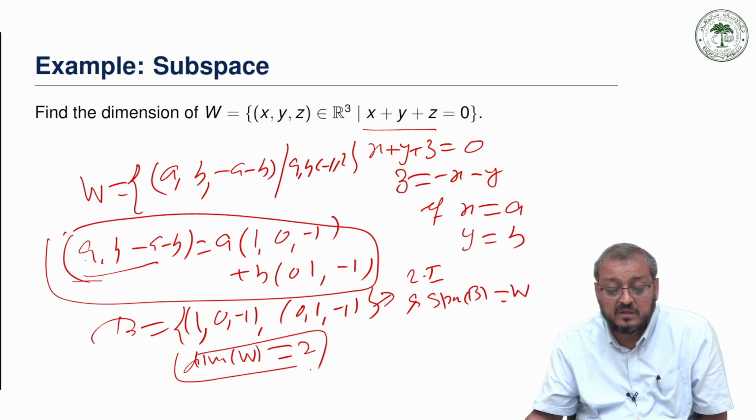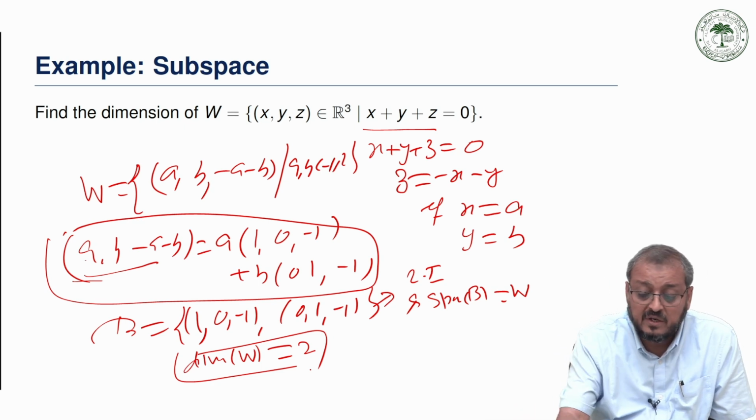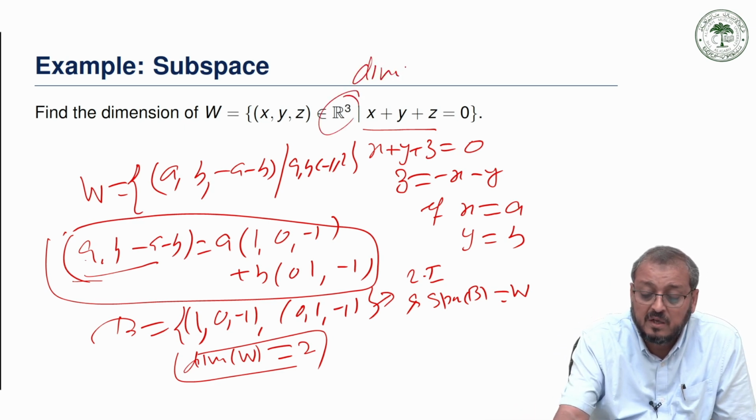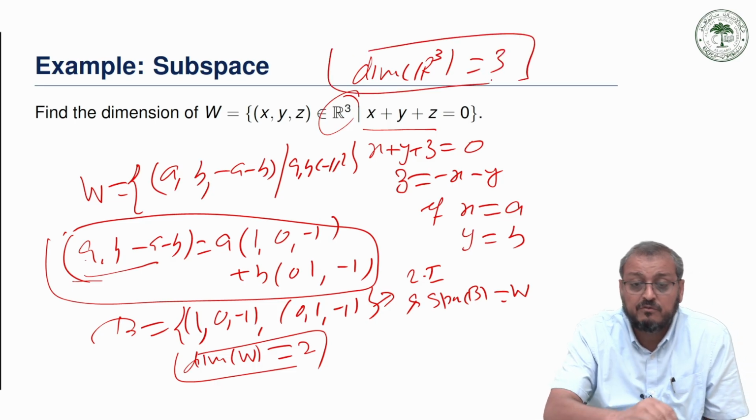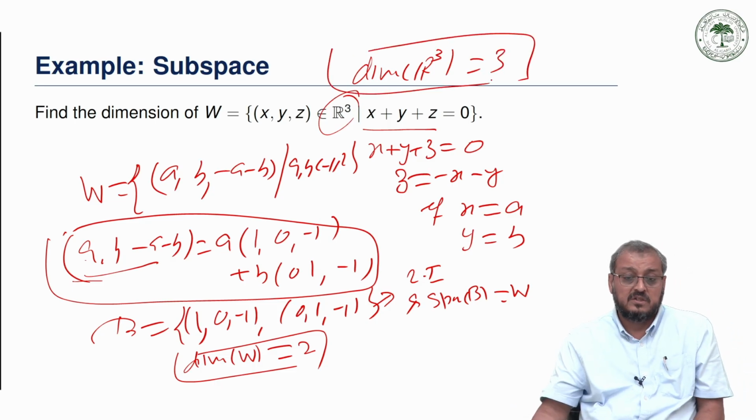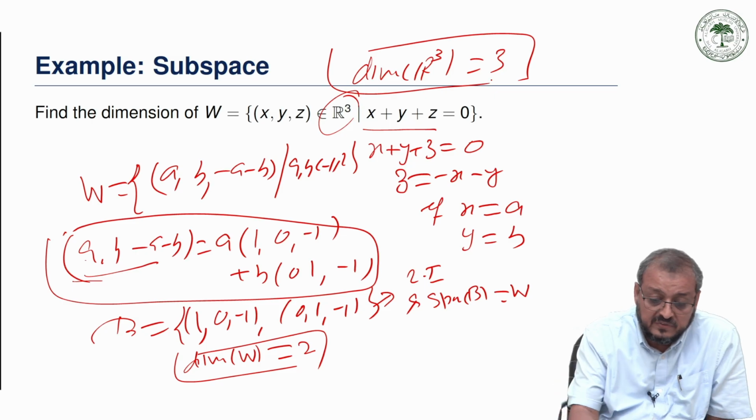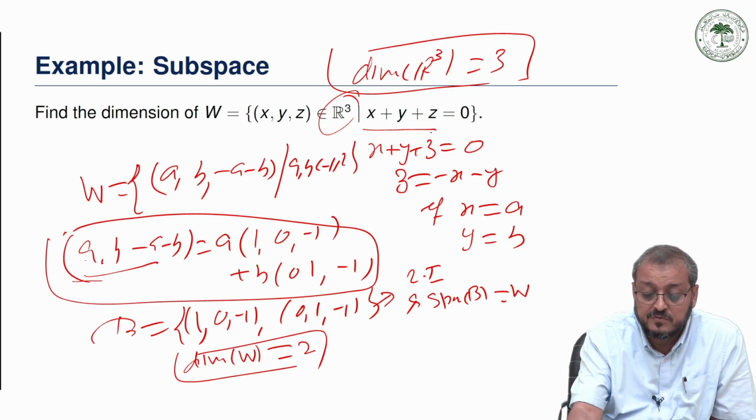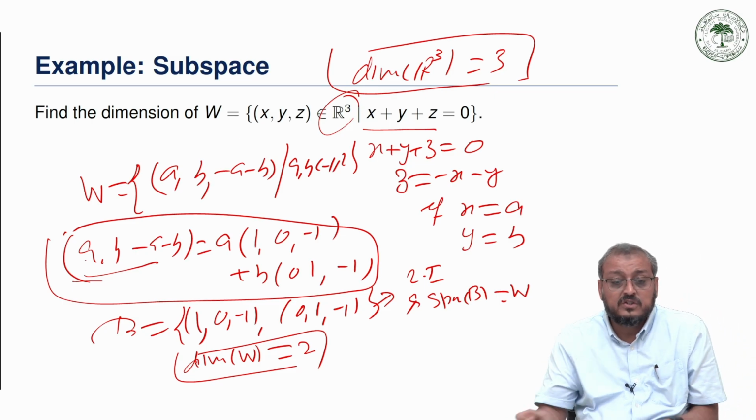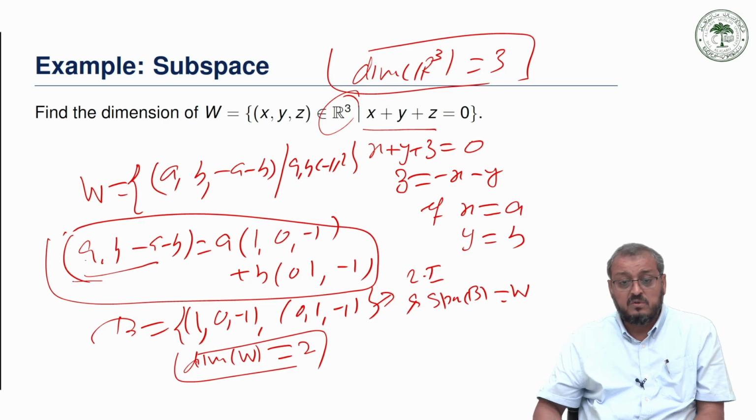So we take a subspace. The dimension of R3 is equal to 3. We already know the dimension of R to the power n is equal to n. So in this case, we can say that W is a subspace of R3 of such a type. Then we show that the dimension of W is equal to 2.